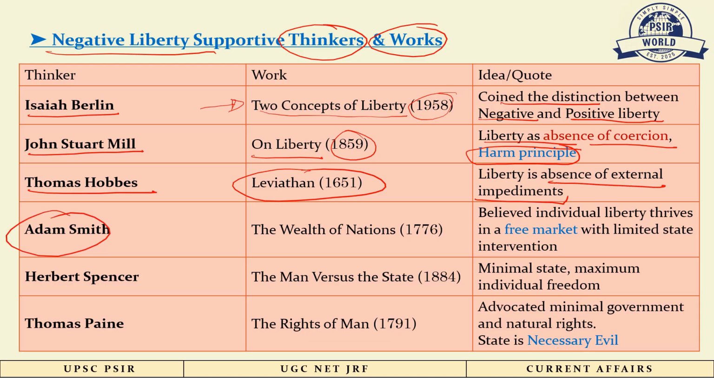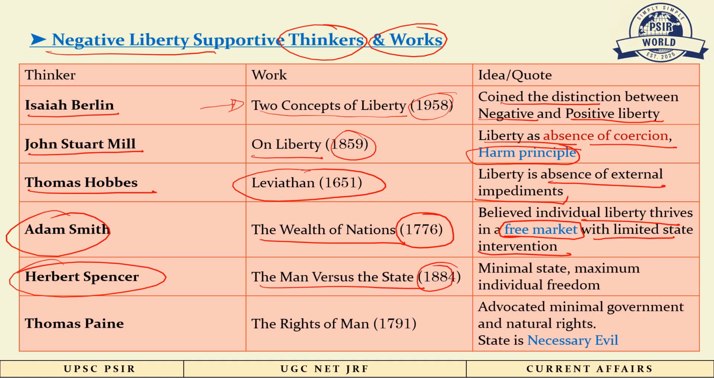Adam Smith is a very popular supporter of negative liberty. His work is The Wealth of Nations, 1776. He believed that individual liberty thrives in a free market with limited state intervention. So he gave importance to the free market and he believed that the free market supports individual liberty. Herbert Spencer, his work is The Man versus the State, 1884. He advocates minimal state, maximum individual freedom.